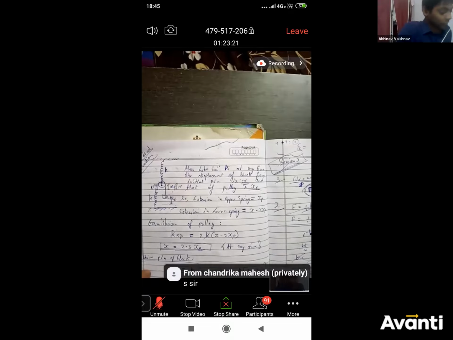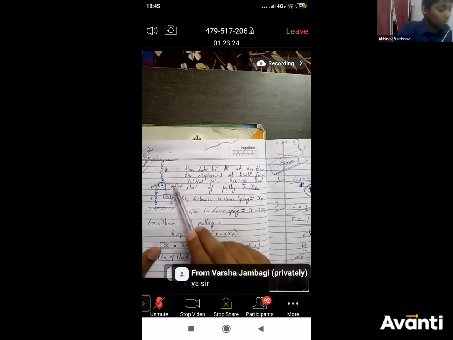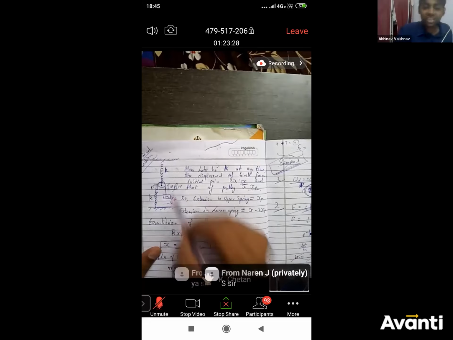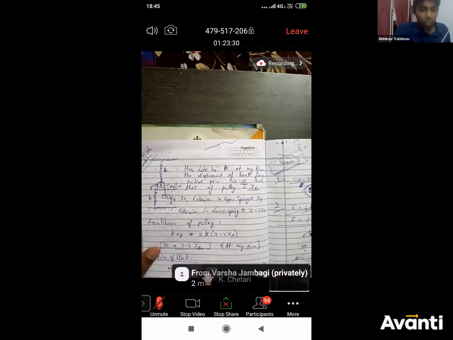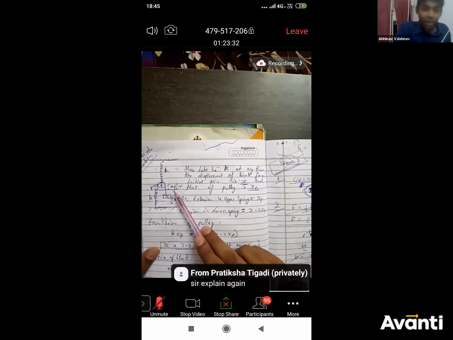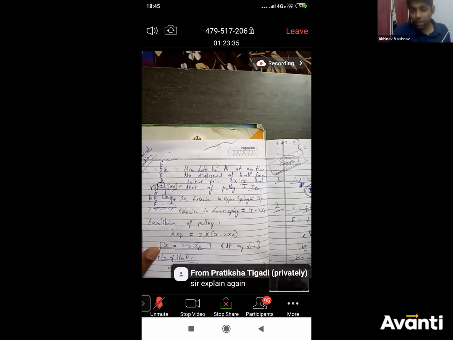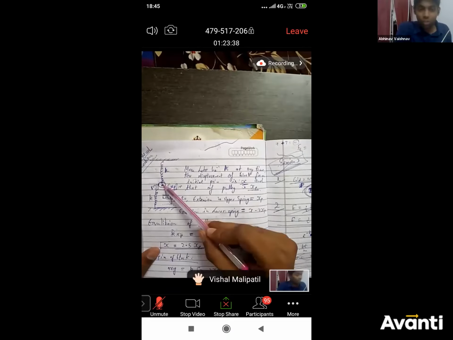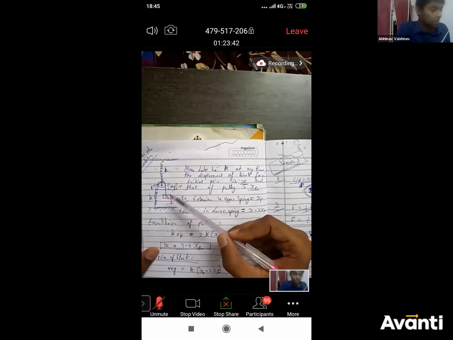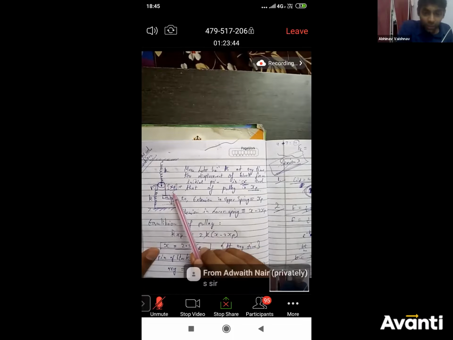Okay, fine. So the total length will decrease by 2 meters. So now if the pulley goes down by xp, what will happen to the length of the spring? It will decrease by 2xp, not by xp, right? Because for every 1 meter the pulley goes down, the length of this decreases by 2, right? So if the pulley goes down by xp, then the length decrease will be 2xp.